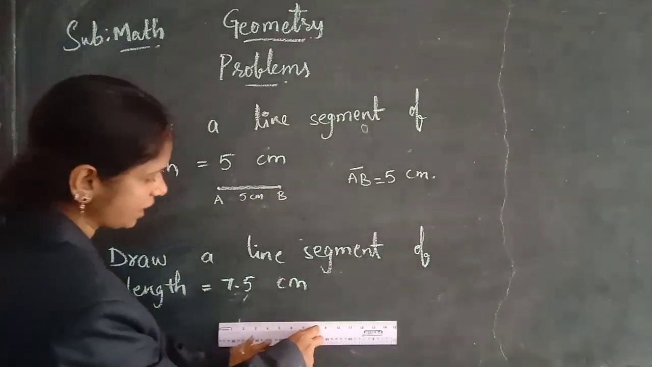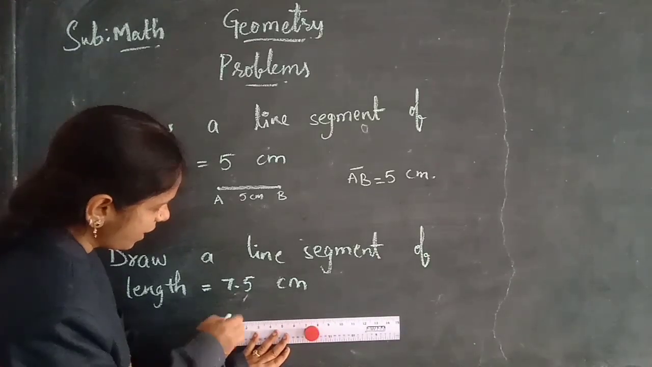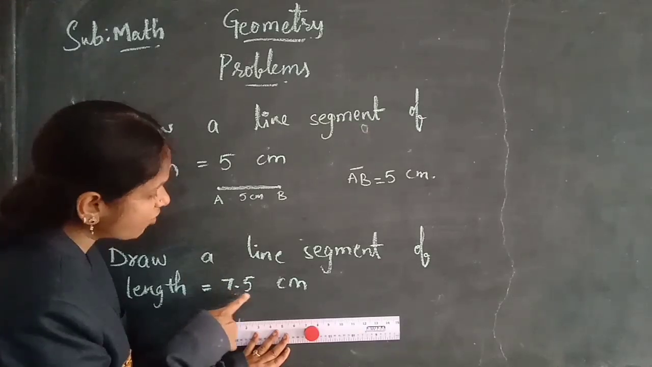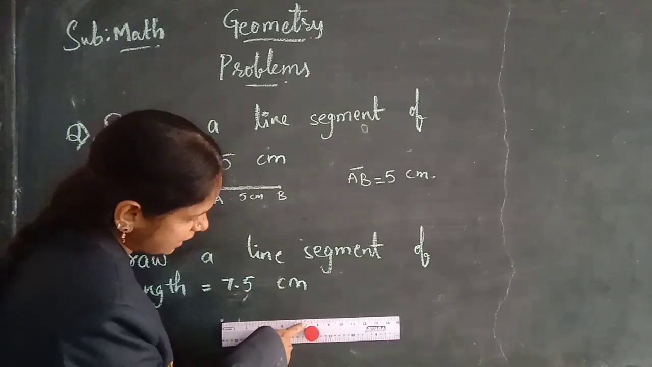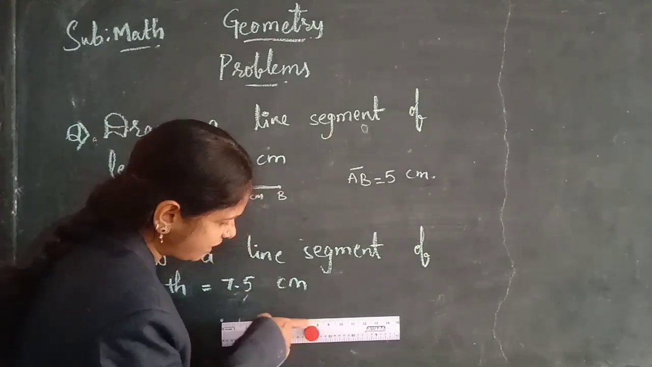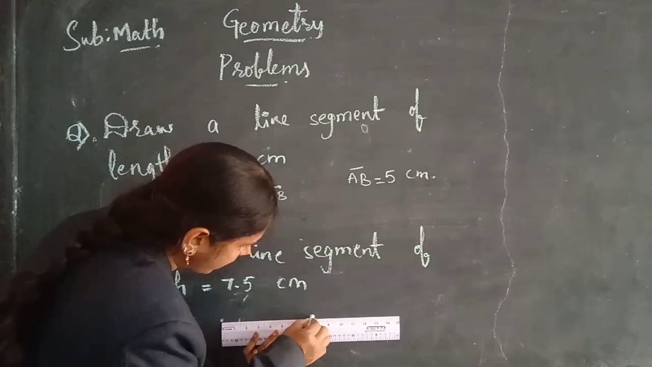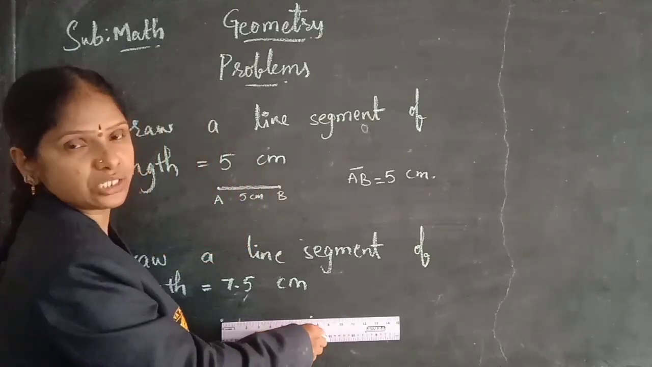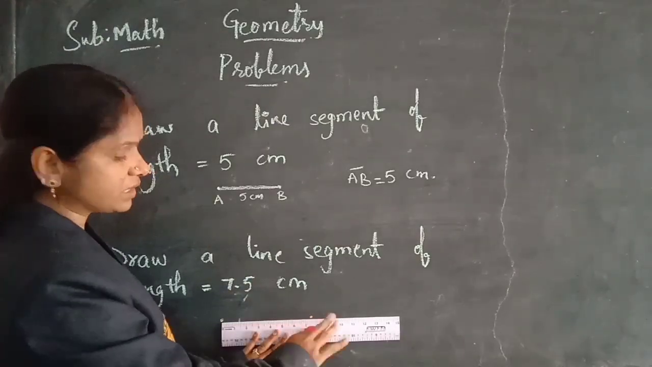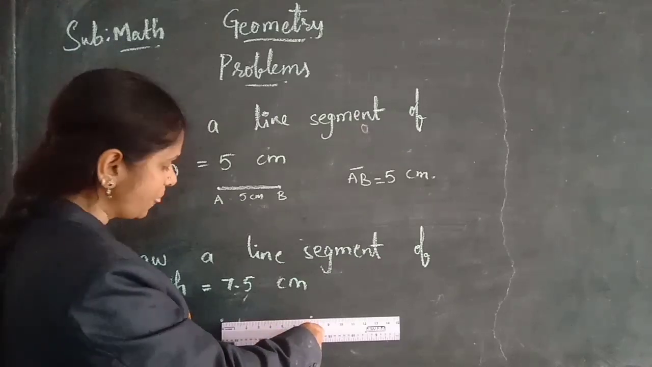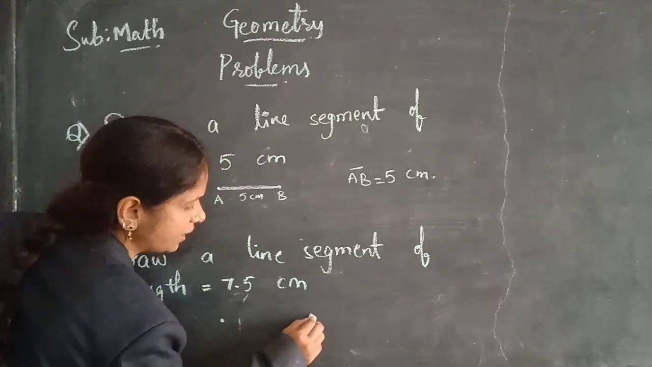So here you see I am marking, always the first endpoint at the 0. And the second endpoint: 7 and after that 5 small lines, children. 7.5 means 7 and after that 5 small lines. See here, 7 and after that 5 small lines, you can see between 7 and 8. Here, 7 and after that 1, 2, 3, 4, 5. Here 7 and after that 5 small lines you need to take. Decimal numbers are nothing but the numbers between, where we have small millimeter lines. So here I marked the first endpoint at the 0 and the second endpoint at 7.5.